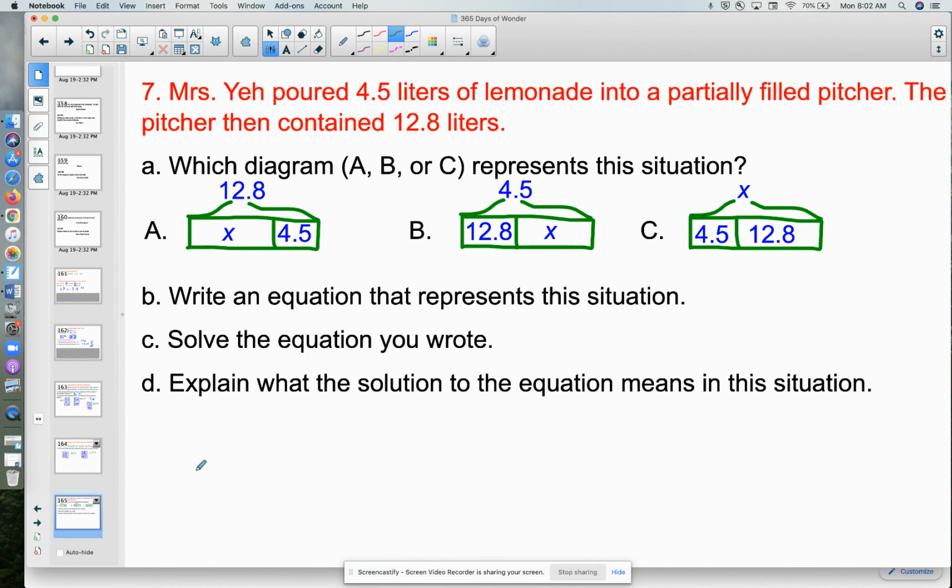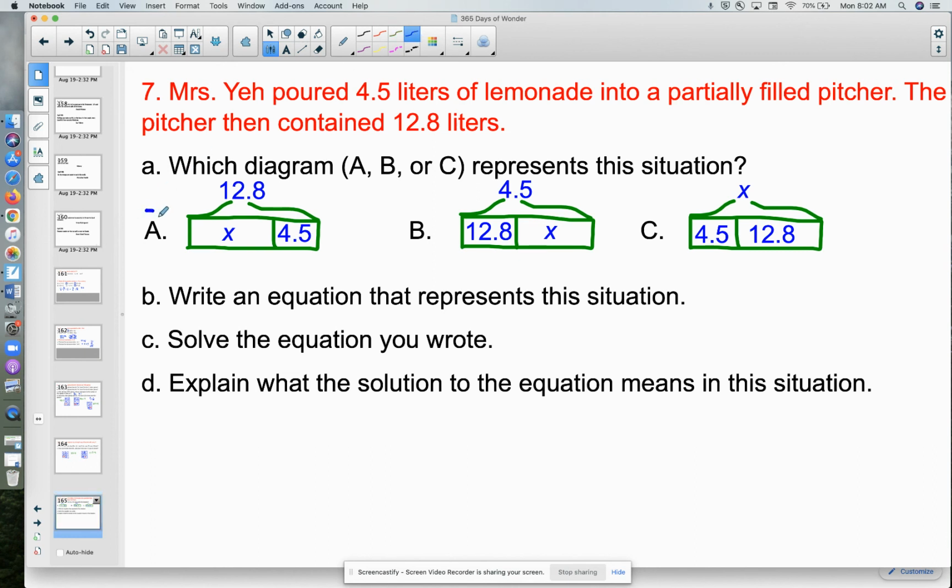Okay, last one. Mrs. Yip poured 4.5 liters of lemonade into a partially filled pitcher. The pitcher then contained 12.8 liters. Which diagram represents this situation? So think about it. She poured 4.5 liters of lemonade, and then the pitcher then had 12.8 liters altogether. So which one do you think it is? So go ahead and pause it and think about it. When you're ready, unpause it.